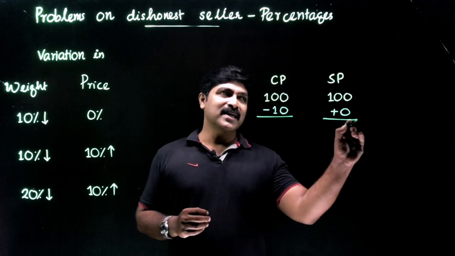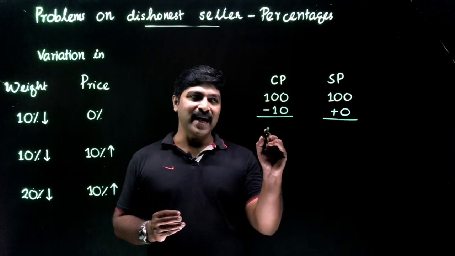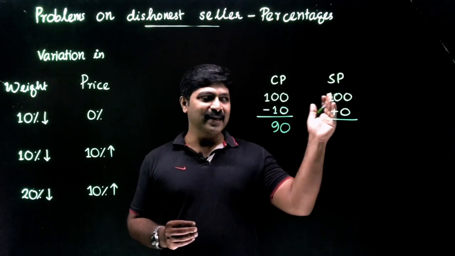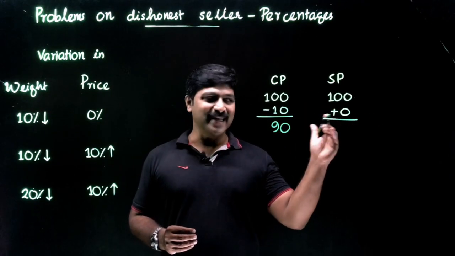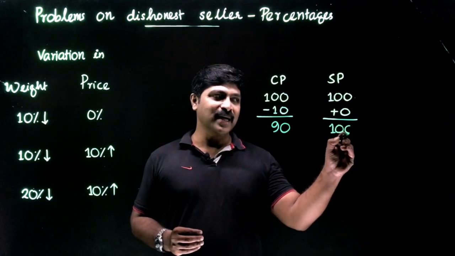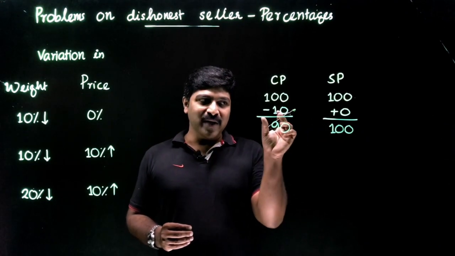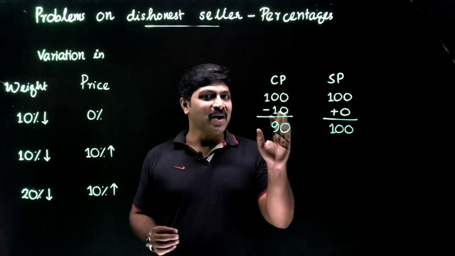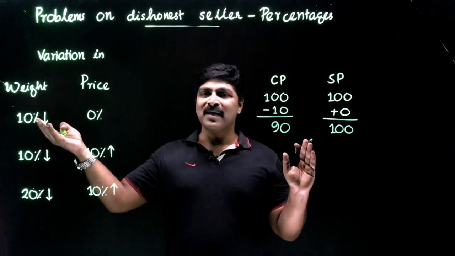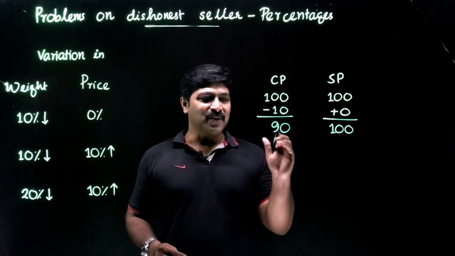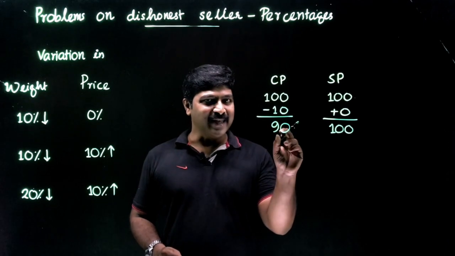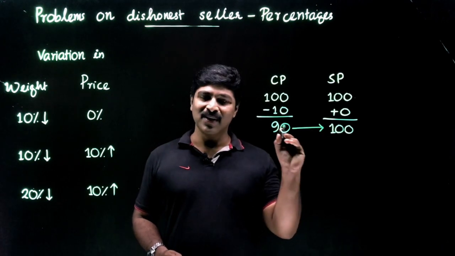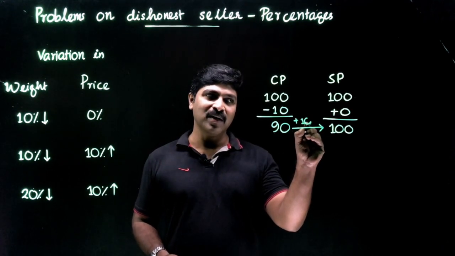Then consider the resultant values. This is 100 minus 10, that is 90. And on the right side, the selling price has no change, so this is 100 itself. So we got the effective cost price and selling price as per these variations. Consider 90 rupees as the cost price and 100 rupees as the selling price. So what is the profit here? It's a profit of 10.